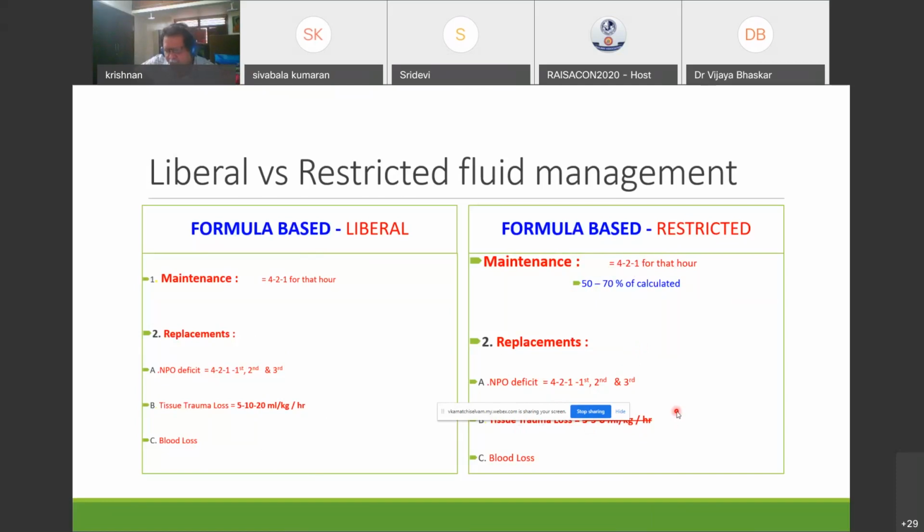This is what they were previously saying. They used to call it third space loss. Third space loss is nothing but fluid lost into a place from where it cannot come back to the venous side, so it is not actively involved in fluid management. Those areas we call the third space, something like a joint space or interstitial space. When the fluid is not going to come back, or is not going to be excreted, don't give the fluid. So that is called restricted. Restricted means they have restricted the maintenance fluid, and in the replacement, they have restricted the tissue trauma loss. All the other things they said we can give. So these are the liberal and restricted fluid management.